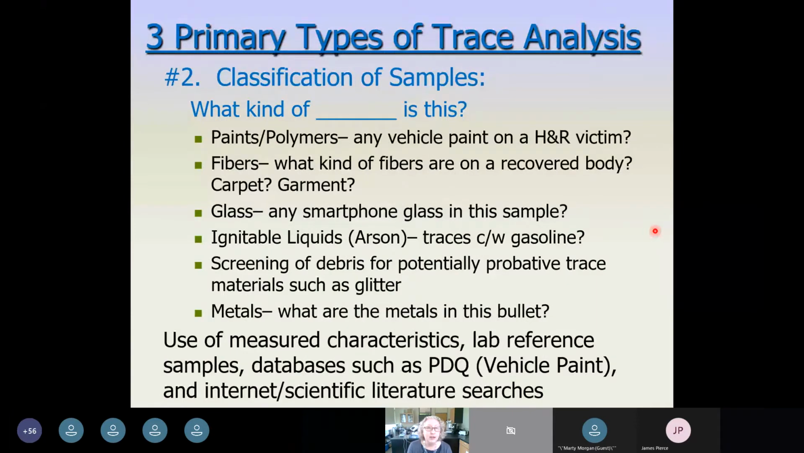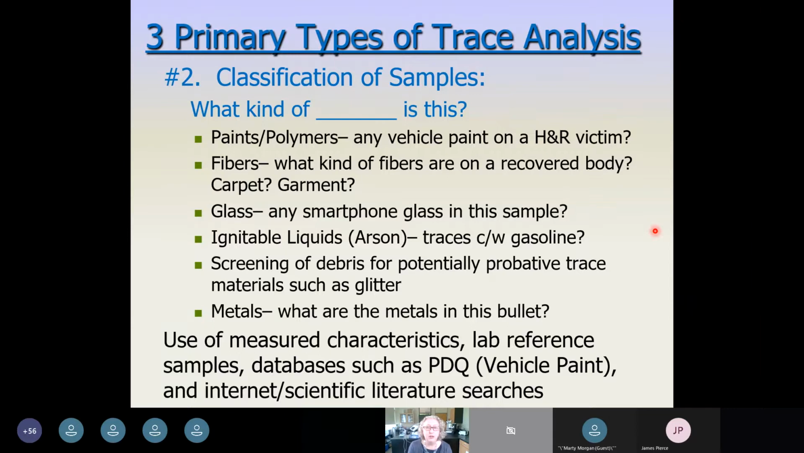The second major category of trace miscellaneous cases that we receive are cases in which we're trying to classify something. So in other words, we don't have a standard to compare it to. We don't have a known. We really just have a question sample. And the question is, tell us about this sample. What can we figure out about it? So the bullet points here just show some examples that we work.